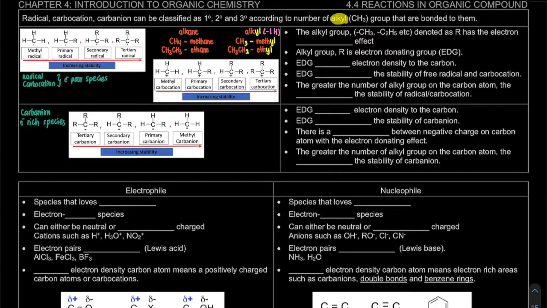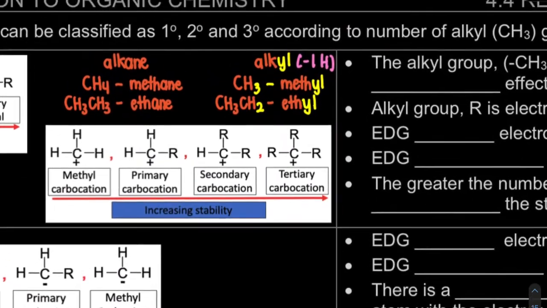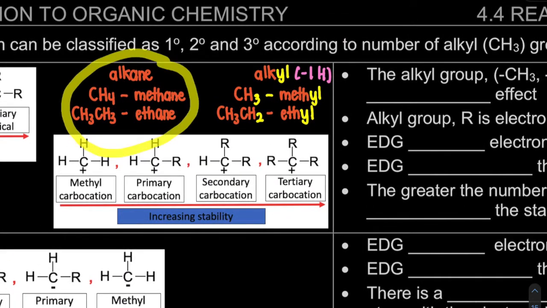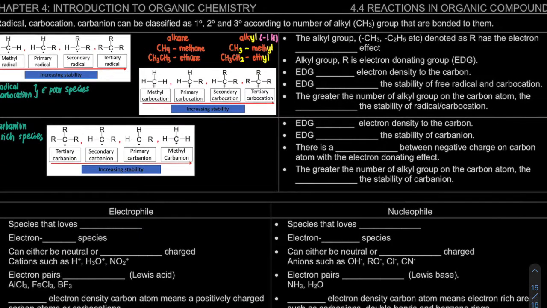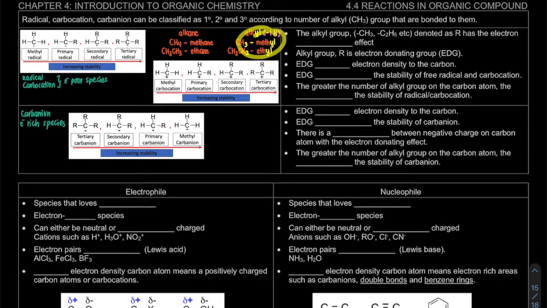So what is an alkyl group? For example, originally we have an alkane, for example CH4, which we call methane. An alkyl group is the alkane minus 1 hydrogen. So if we have CH4 methane and remove 1 hydrogen from it, we call it methyl. Then we have ethane, CH3CH3. When we remove 1 hydrogen, it is an alkyl group, so the name is no longer ethane. The name will be ethyl. But in this case, we're going to denote the alkyl group as R here.